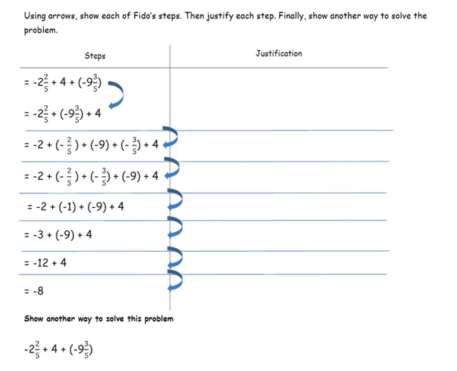I'm noticing that the 4 moved to the end of the problem and the -9 and 3/5 moved up. So Fido switched places with the numbers. Fido regrouped. What makes that okay is the commutative property. You can change the order of an addition problem without changing the answer.